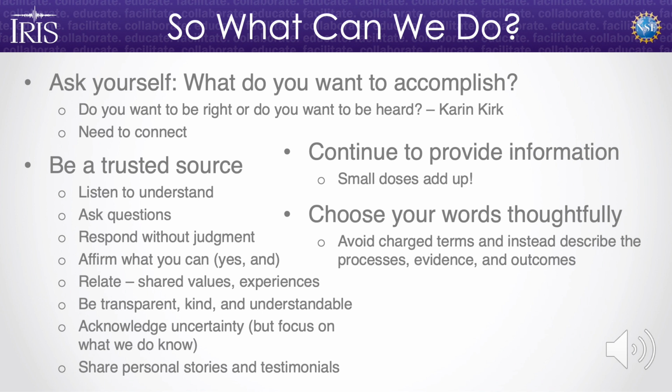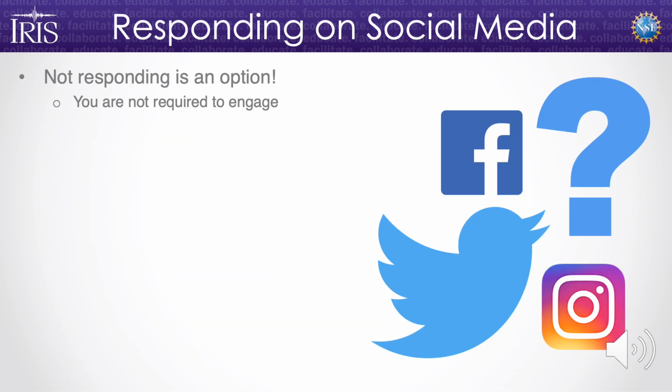Choosing your words thoughtfully can be really important. If you avoid charged terms and instead describe processes and evidence, you can keep people from digging in just on the basis of hearing the word, say, evolution. You can give them all of the data and information and leave out that word, and they're more likely to come along with you.